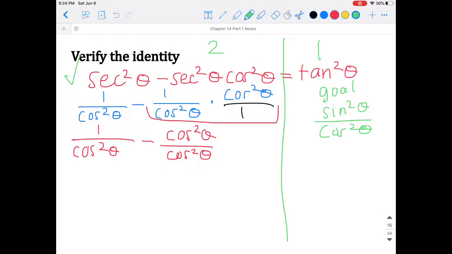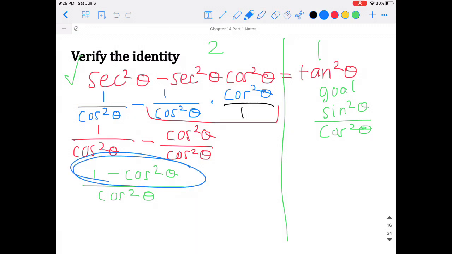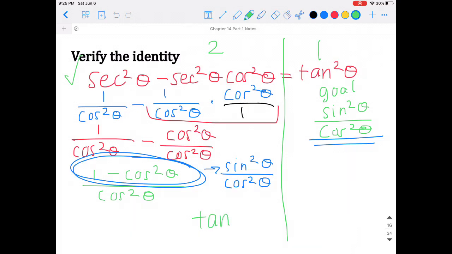So now I can subtract so that I get one term. It becomes 1 minus cosine squared of theta over cosine squared of theta when I subtract using my common denominator. And notice 1 minus cosine squared of theta is one of our Pythagorean identities. 1 minus cosine squared of theta is equal to sine squared of theta. So we get sine squared of theta over cosine squared of theta, which matches up exactly with our goal. So our last step, we can simplify this to tangent squared of theta, which is equal to the right side, which we did not change at all, which is tangent squared of theta.